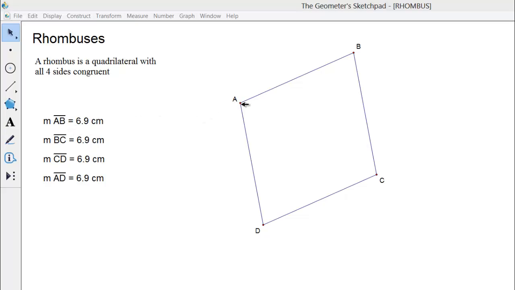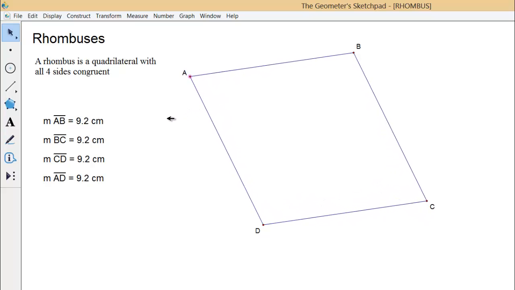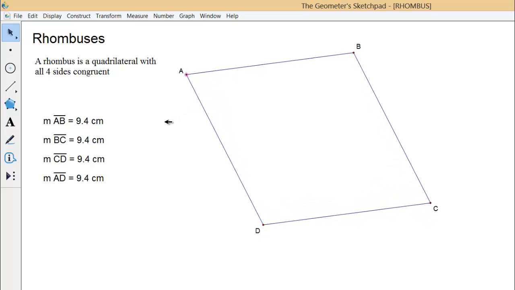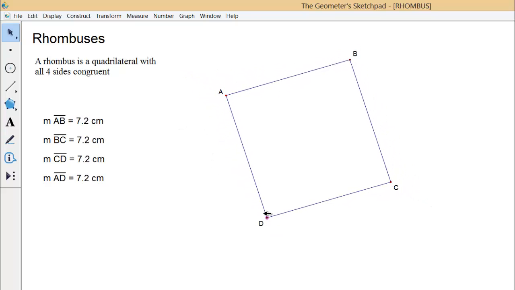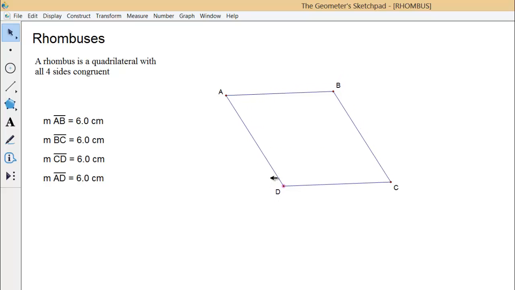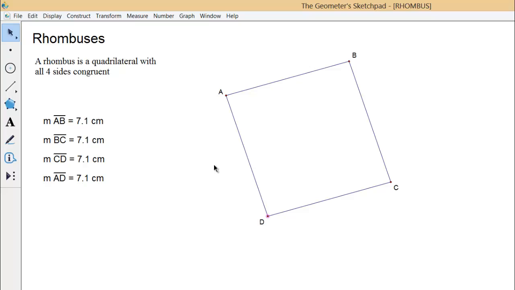Now, if you'll watch that, we can change the way it looks, and we still have all four sides congruent. Because all four sides are congruent, this is also a parallelogram. So it has all of the properties of a parallelogram.